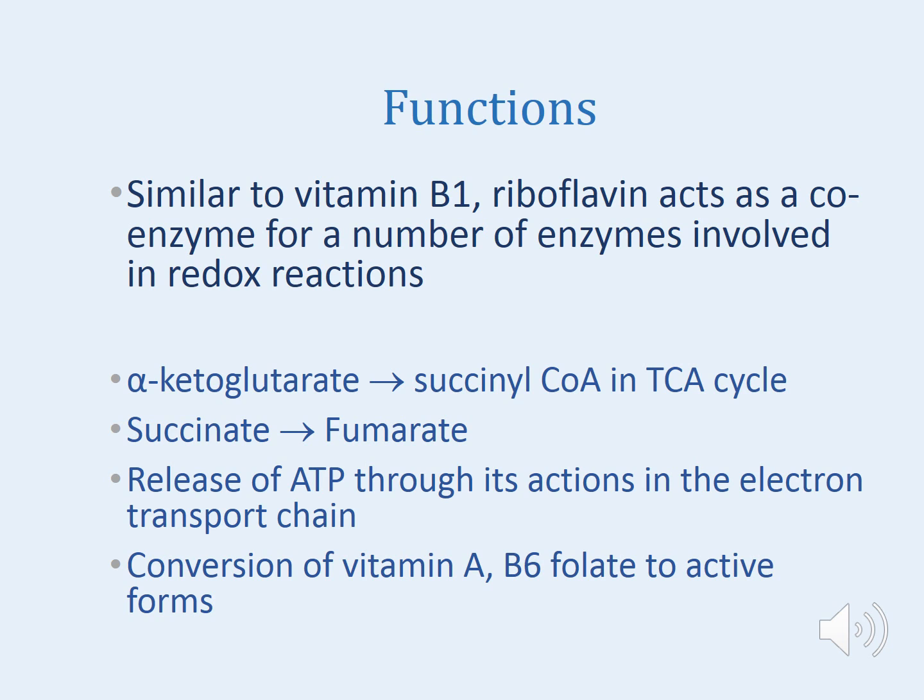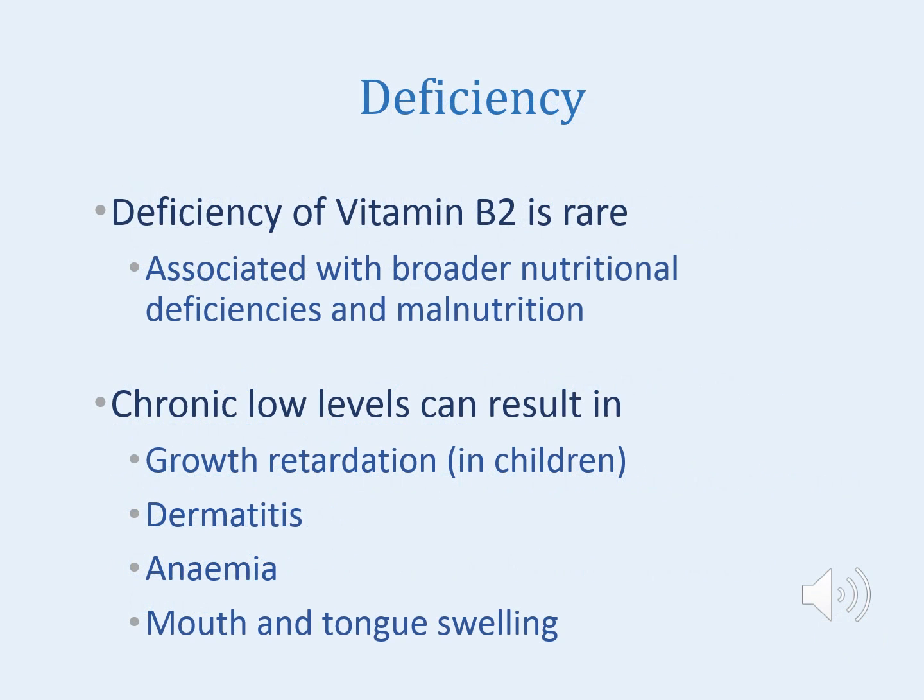FAD is also required in the conversion of vitamin A, vitamin B6 and folate to their active forms in the body. So deficiency of riboflavin is rare. However, the vitamin B family tend to be found together in the same foodstuffs. So a deficiency of one is often a sign of other vitamin B deficiencies. And deficiency, as with thiamine, is also associated with alcoholism.